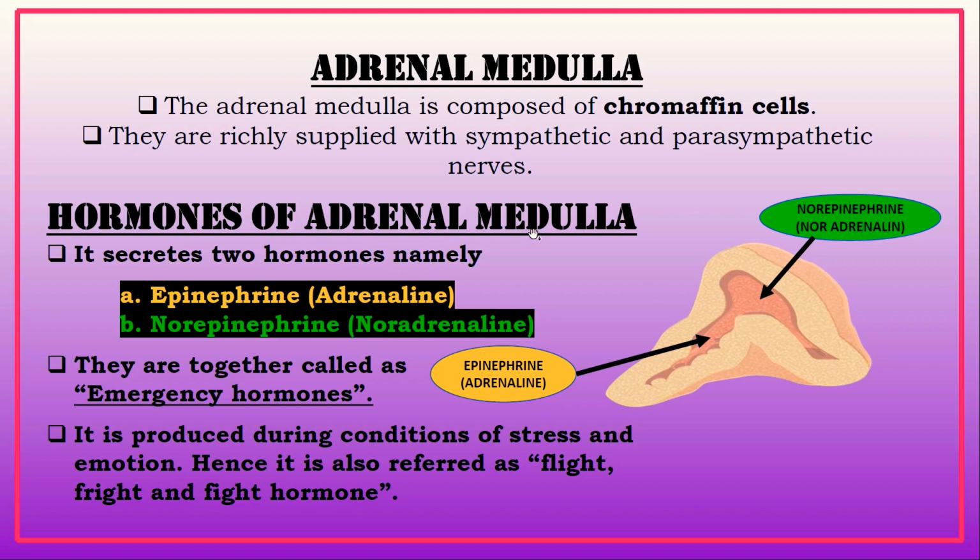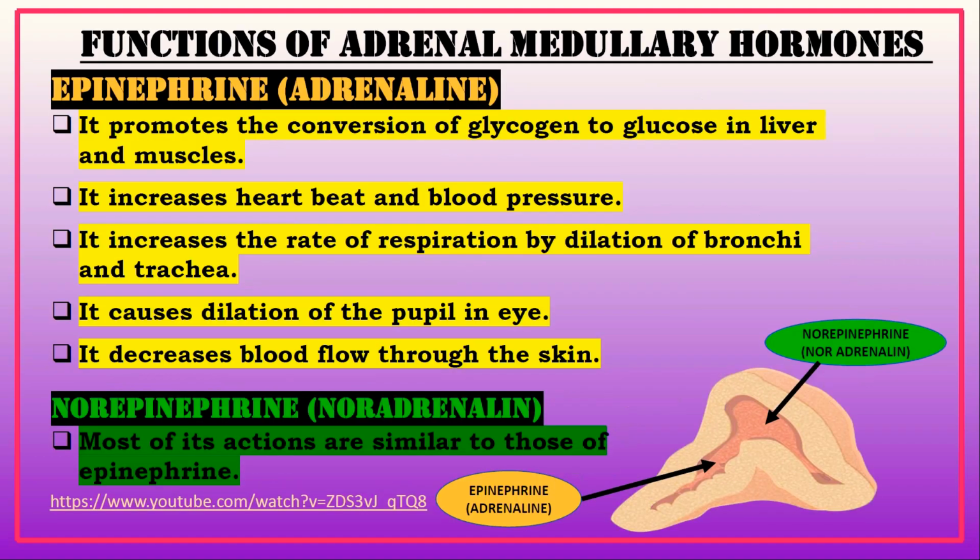The hormones of adrenal medulla are epinephrine or adrenaline, and norepinephrine or noradrenaline, and together they are called emergency hormones because they are produced during conditions of stress and emotion. Since they are produced during emergency situations, they are also referred to as flight, fright and fight hormones. Now the functions of epinephrine.